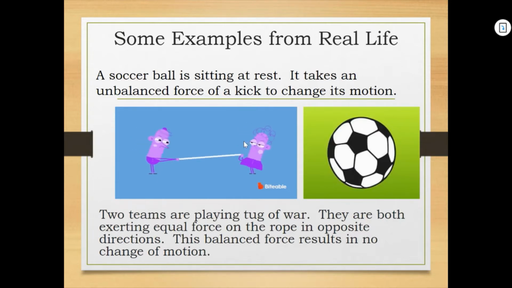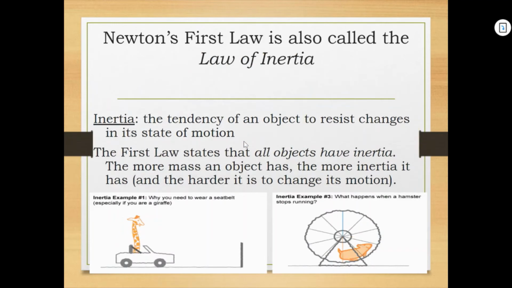If two teams are playing tug of war, they're both exerting equal force on the rope in opposite directions, right? And if they're the same strength, it's going to be a balanced force, and it's not going to result in any change of motion. Kind of what you see right here.